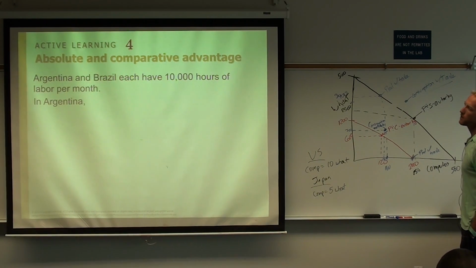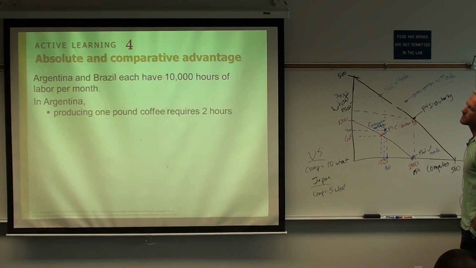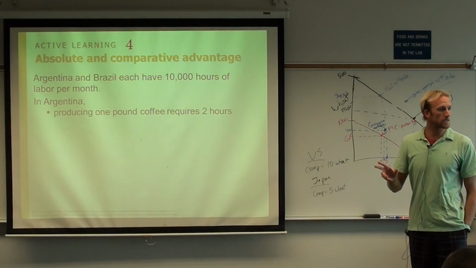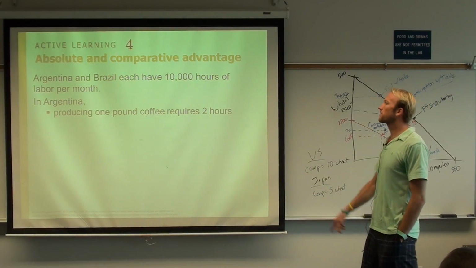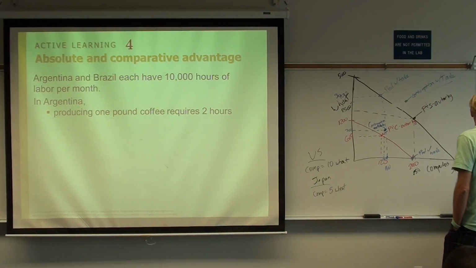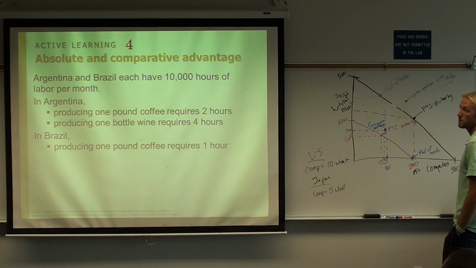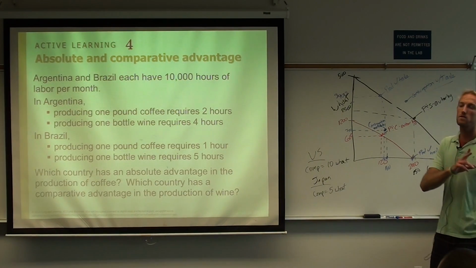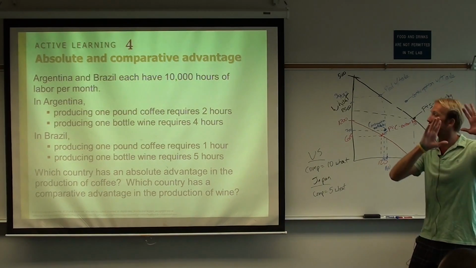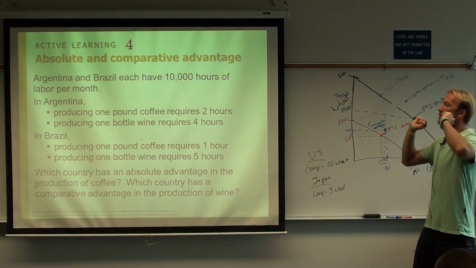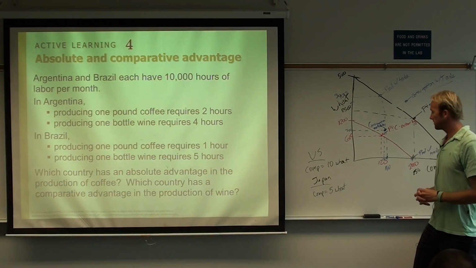So we have two countries, Argentina and Brazil, 10,000 hours of labor. Okay? So they're similar sized countries, same size labor force. In Argentina, a pound of coffee is 2 hours of labor, and a bottle of wine requires 4 hours of labor. In Brazil, a pound of coffee requires 1 hour, and a bottle of wine requires 5 hours. So answer these questions. Who has the absolute advantage in coffee, and who has the comparative advantage in wine?